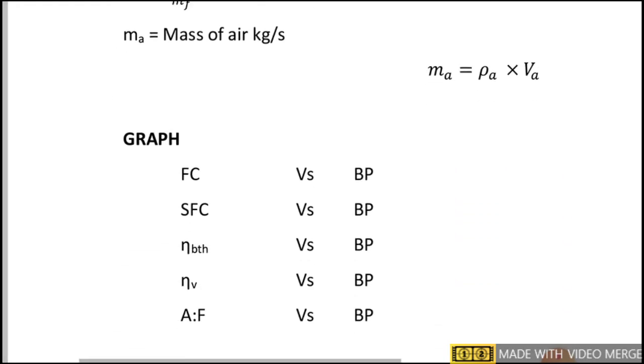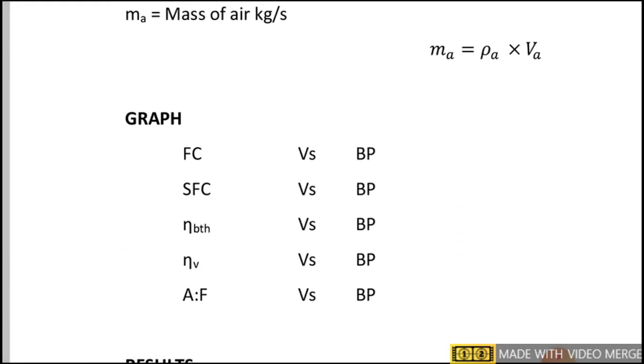So after drawing that, you may plot the graph: the fuel consumption, SFC, specific fuel consumption, brake thermal efficiency, volumetric efficiency, and air fuel ratio, all versus load or brake power. So these indications will show where the performance of the engine lies. So the fuel consumption or any parameters may increase or decrease accordingly with respect to the brake power or load.